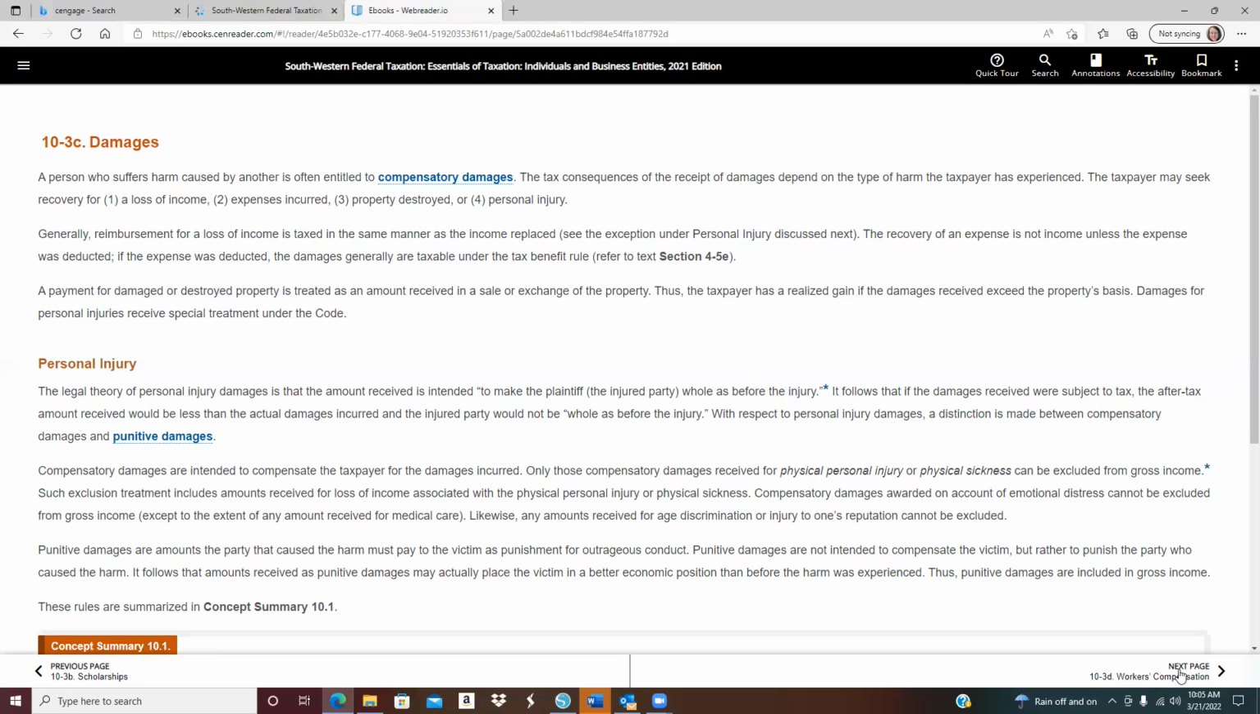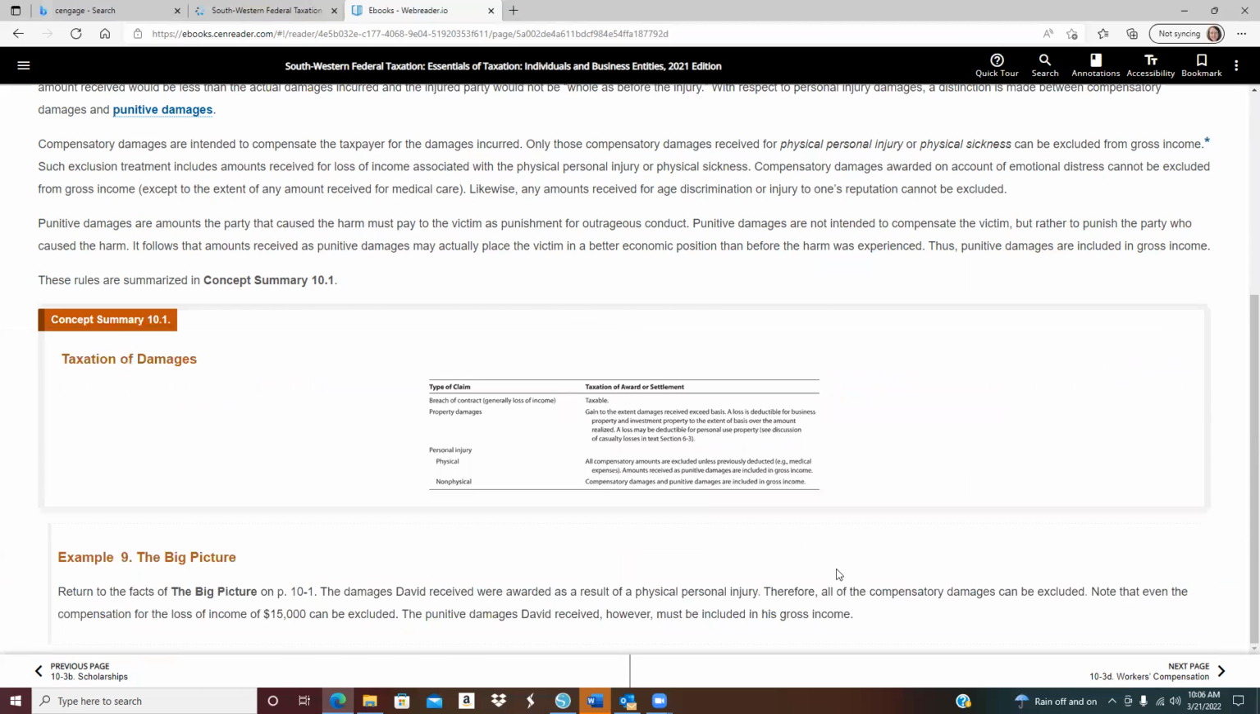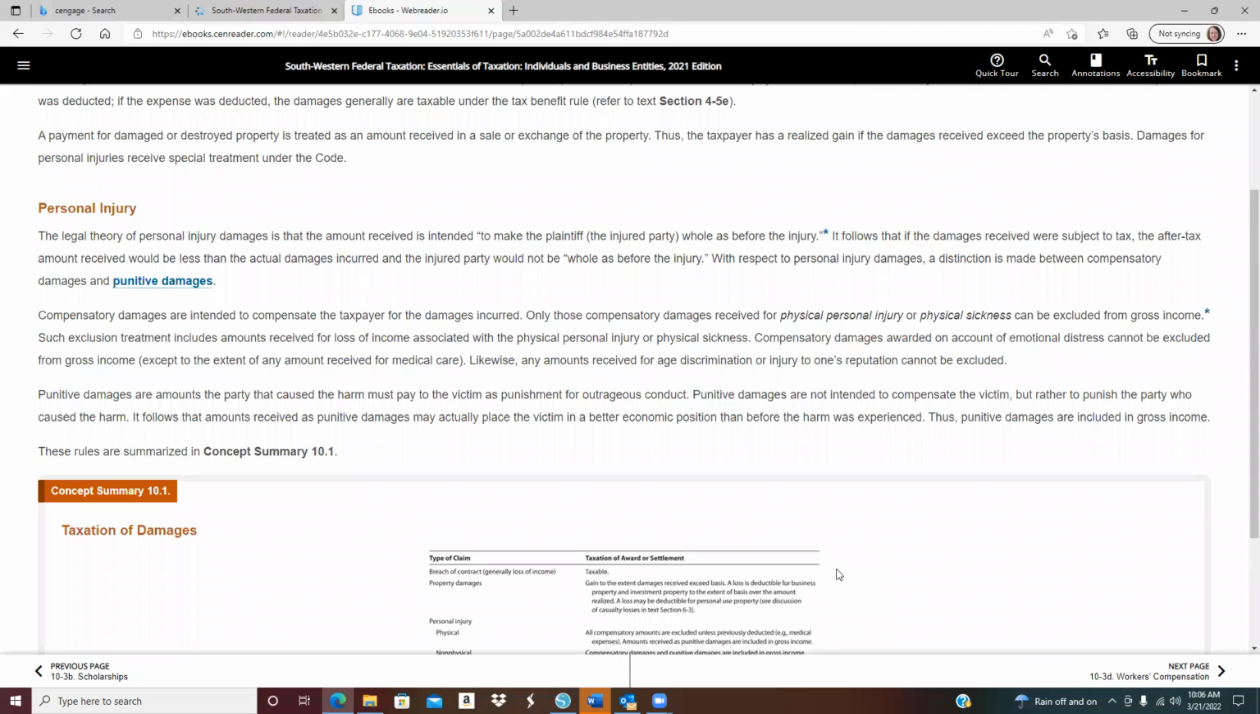Thus, punitive damages are taxable. So we have compensatory damages. It talks about getting reimbursement for a loss of income. So if you get reimbursed for loss of income, then that portion received is taxable. If damaged property is treated as an amount received for the sale or exchange of the property, the gain is taxable to the extent the amount received exceeded the property's basis. Then damages for personal injuries received are excluded. Punitive damages are included in gross income because they are not to compensate, but rather to punish the party who caused the harm. The victim usually ends up in a better economic position than before the harm was experienced, unlike with compensatory damages for injury.